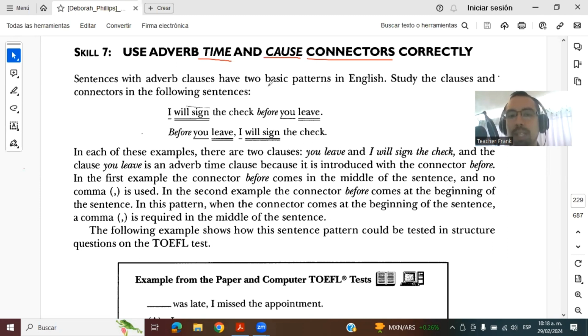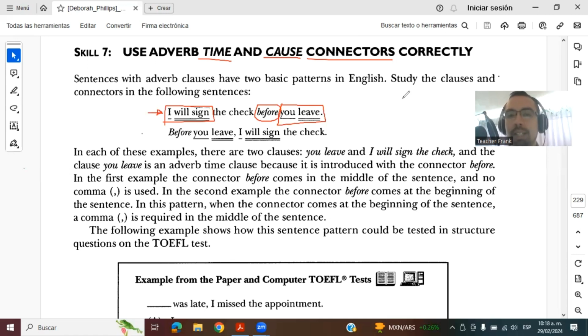Now, we know that typically the connector goes in the middle. In this case, for example, I will sign the check before you leave. And before is going to be my connector here. My first clause is I will sign. This is clause number one, one action, one idea. And you leave is my clause number two. And we saw in skill 6 that typically there's a comma right here, but in this case, that's not necessary. We're not going to put the comma.